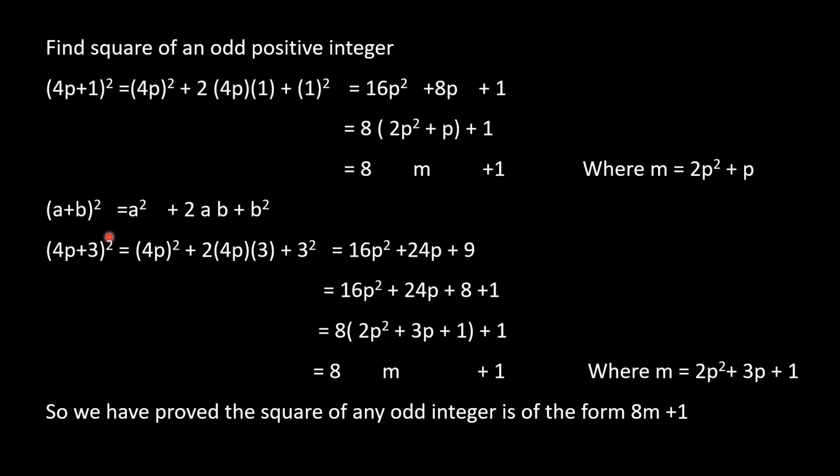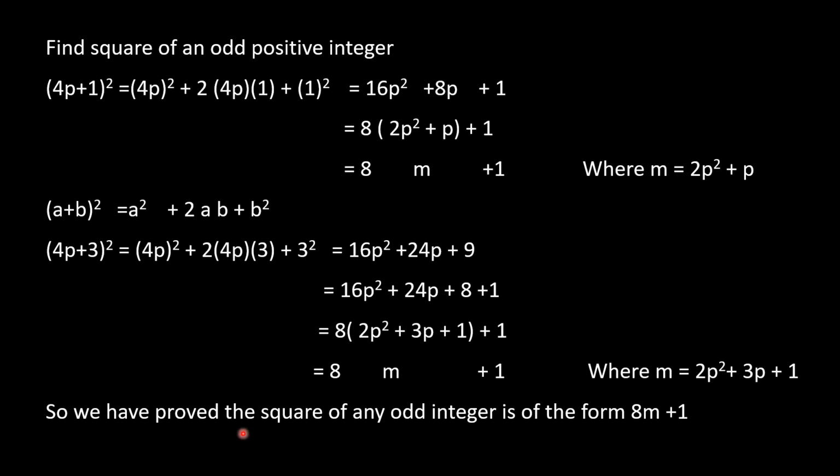And 4p plus 3 the whole square, you just square it, you will get 16p square. A square is 4p the whole square, 2ab, 2 4s are 8, 8 3s are 24p, b square is 3 3s are 9. So 16p square plus 24p, instead of this 9 you can write 8 plus 1. So from these three terms I am going to take 8 out. You will get 2p square plus 3p plus 1, plus 1. This will be 8m plus 1, where m equal to 2p square plus 3p plus 1.